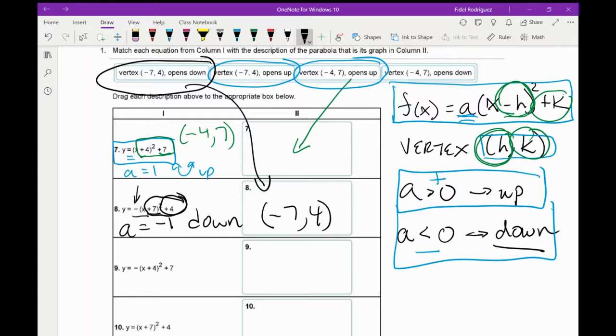Okay. And then we're going to keep playing the same game because we're going to do the same thing for number 9. So if we look at number 9 here, what is my number a? What's the number right in front of those parentheses?